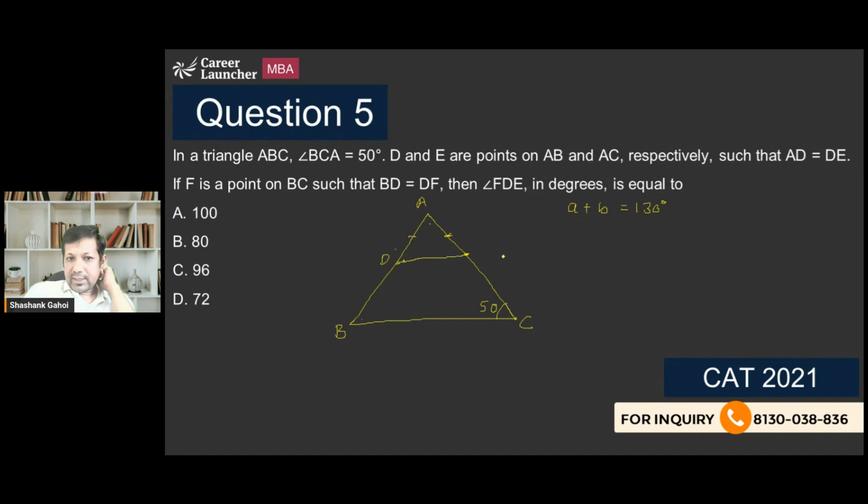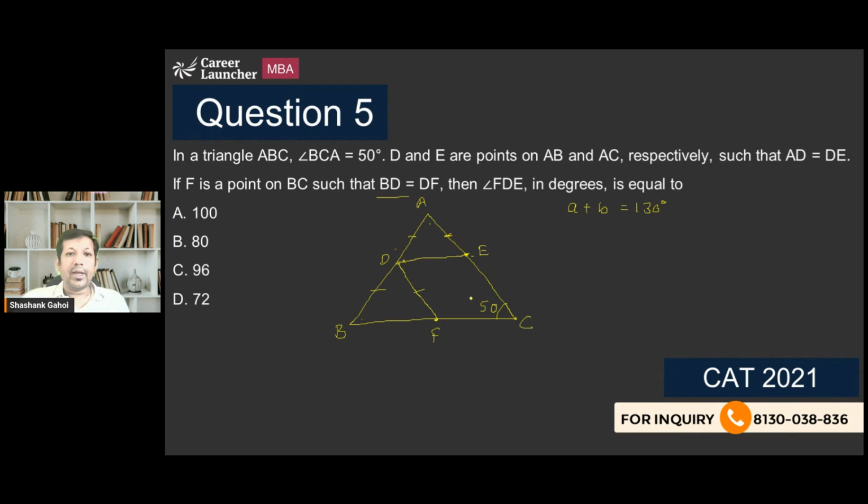So this is D, this is E. F is a point on BC such that BD is equal to DF. So basically BD is equal to DF, and that is what is given to us.